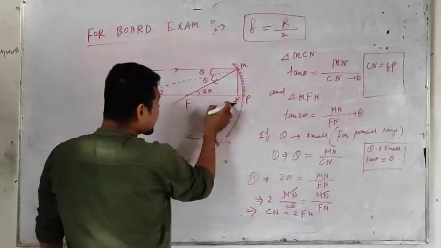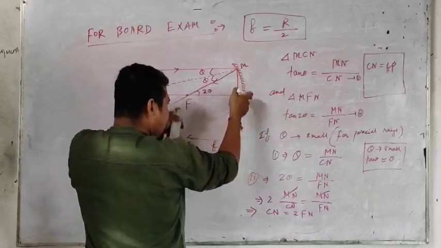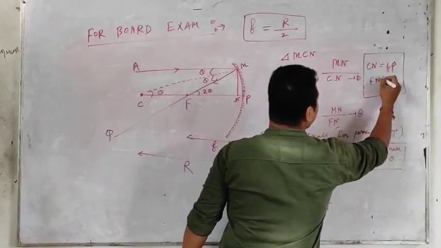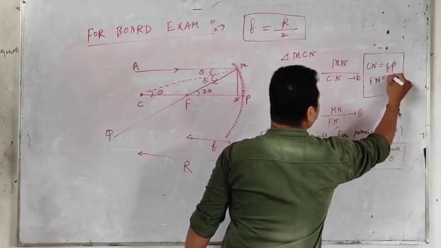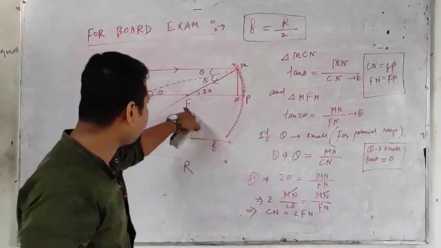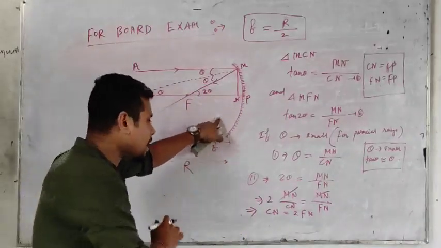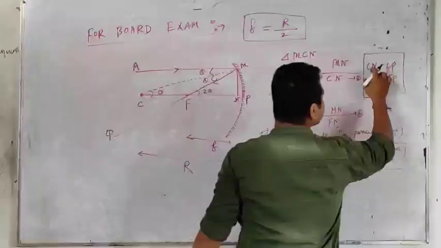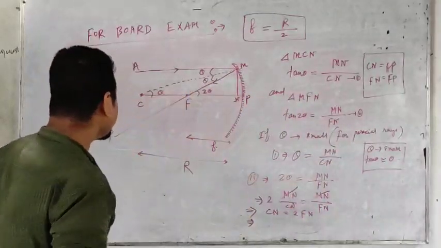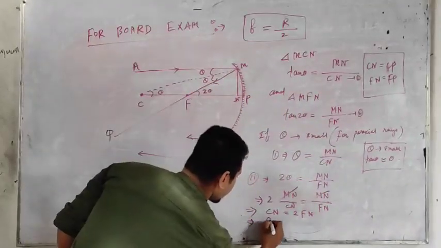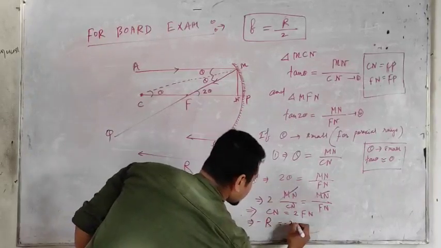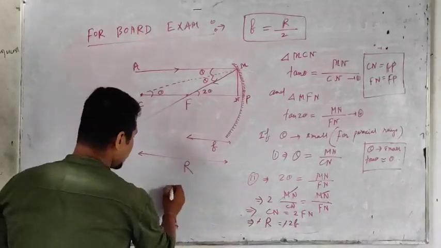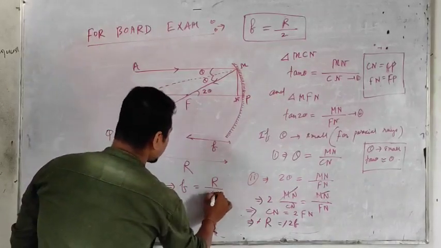So from the diagram we can say FN is equal to FP. That means what is the value of FP? Minus f for a concave mirror. And what is the value for CN? We have written here CN as CP, right? So what is the value for CP? Minus R. So minus R is equal to 2 into minus f, that means minus twice f. So minus minus cancel out, you will have f is equal to R by 2.